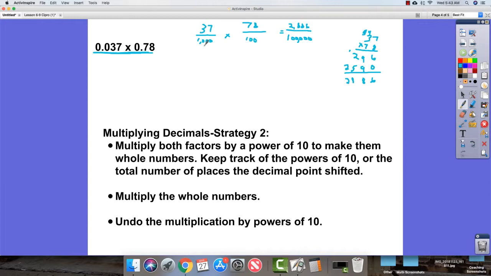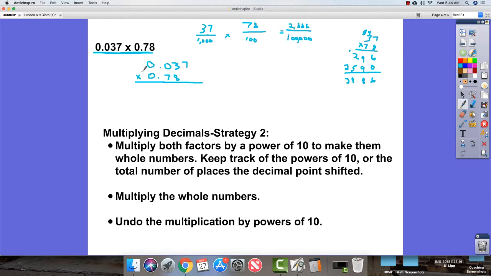But, so that's just one way you could do it. And if you multiplied something like this and you just use fractions, I am definitely okay with that. But if you like decimals, here's another way we could tackle this problem, okay? So I'm going to rewrite this up and down. So I'm going to do 0 and 37 thousandths times 0 and 78 hundredths. And the first step in strategy 2 says multiply both factors by a power of 10 to make them whole numbers. Keep track of the powers of 10 or the total number of places the decimal shifted.